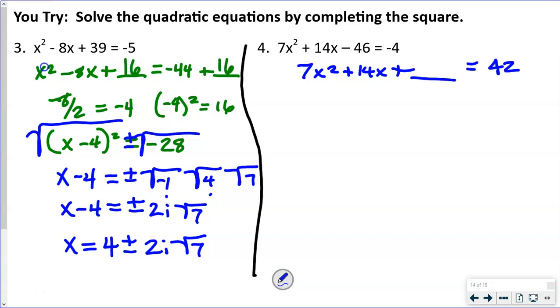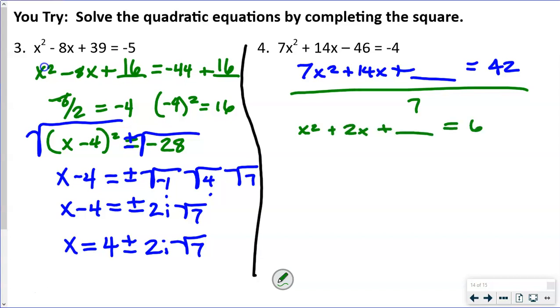Now, does everybody notice that all of these are a factor of 7? So we could actually get rid of that 7 by factoring it out, right? By dividing everything by 7. That's going to give us x squared plus 2x plus blank equals 6. And these numbers are a lot easier to deal with, right?